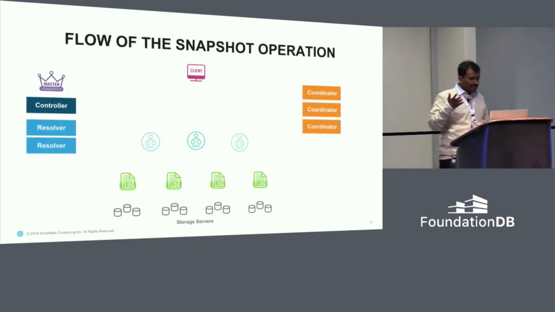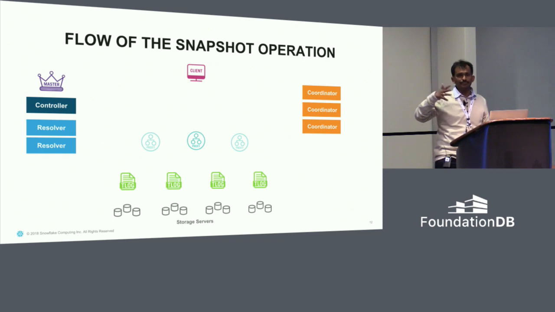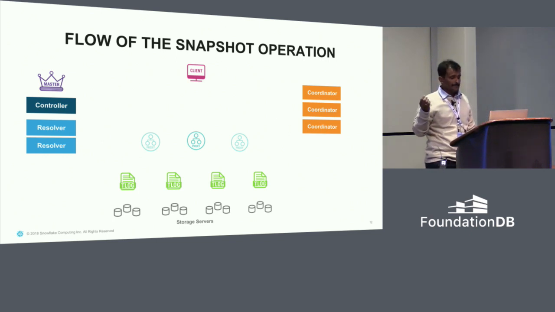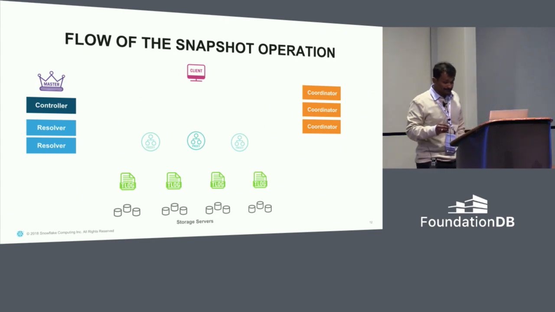So how does FDB create a consistent snapshot across the FDB cluster? For that, let us go through the flow of the snapshot create operation. This is a standard FDB cluster architecture. And there are really three sets of persistent data in the cluster. The coordinators, which store the information about where the master is, who the TLogs are, et cetera. The transaction logs, which keep the mutations. And the storage servers that keep the end storage of all the key values. Previous speakers have already gone through this.